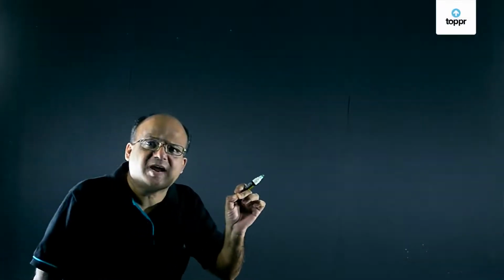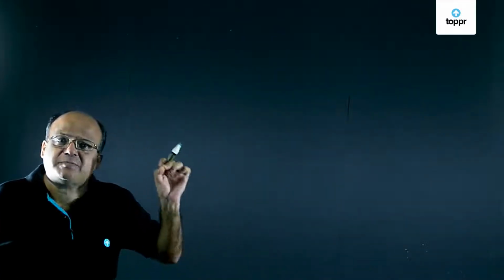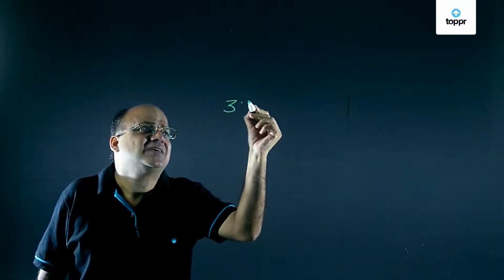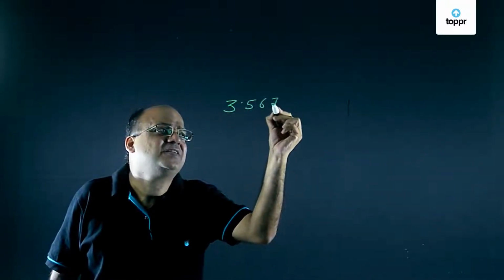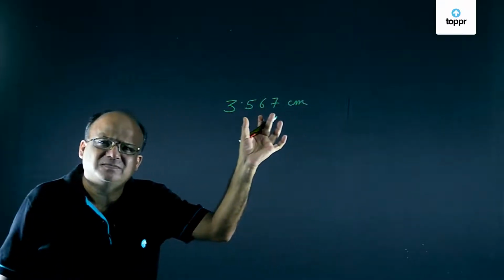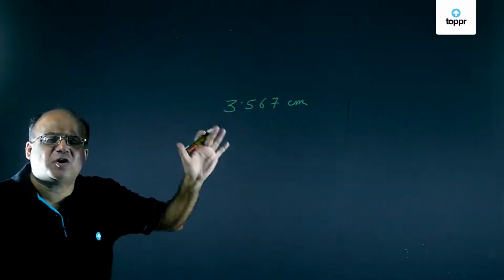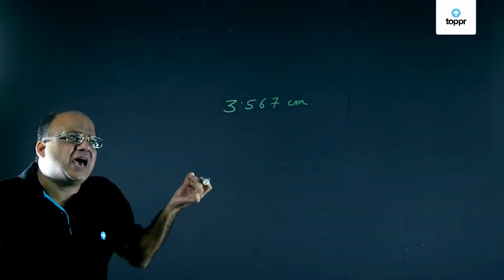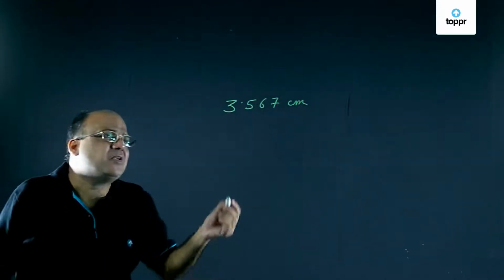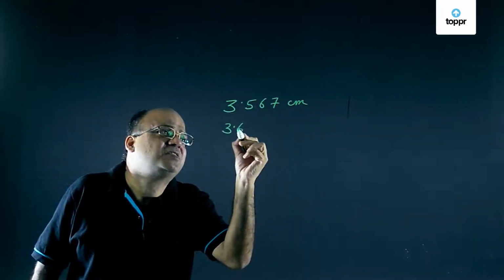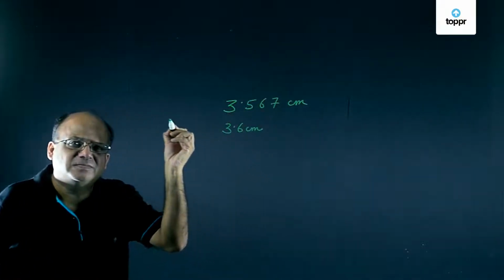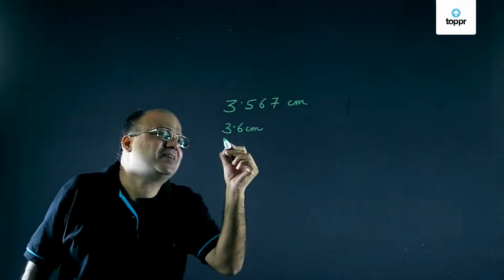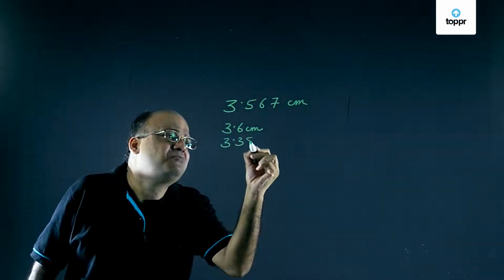Now let us try to understand the difference between accuracy and precision. Suppose the length of some object is 3.567 centimeter. This is the exact length of that object. Now, if we use an instrument and measure this length and we get the reading as 3.6 centimeter, and we now use another instrument and get the reading as 3.356 centimeters.